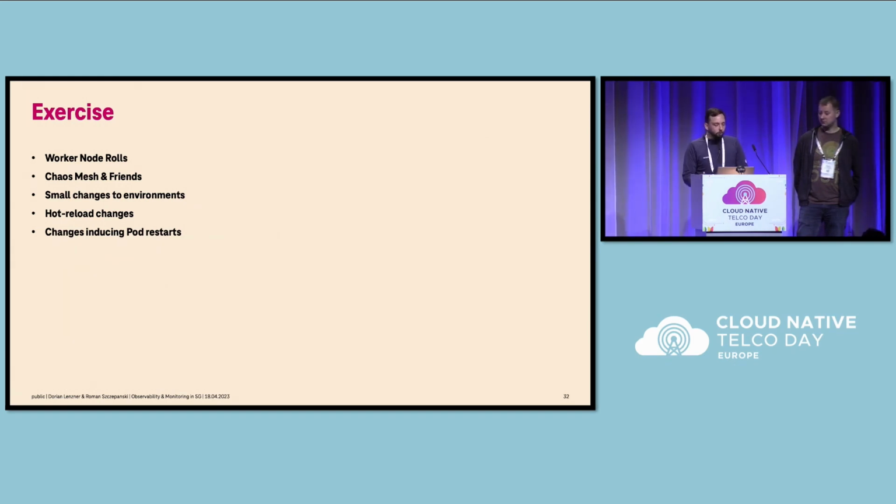Do a lot of small changes to the environments, really get to know: is this change something I could do in the middle of the day when everyone is on their phones, or do I need to maybe shift it to the night? Of course, this is not what we want, but might be the current situation.